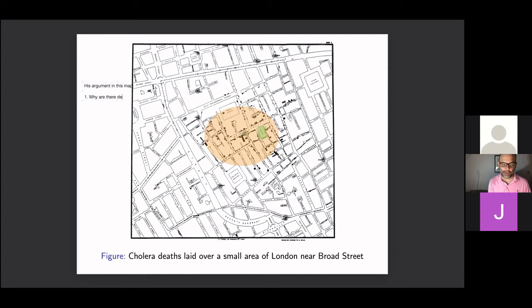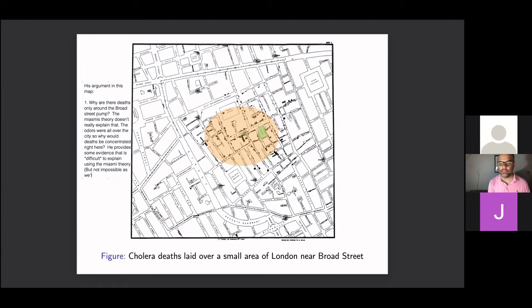Why are there deaths only around the Broad Street pump? The miasmus theory doesn't really explain that. The odors were all over the city, so why would deaths be concentrated right here? So you can sort of see the first part of his argument is challenging the miasmus explanation by providing evidence that contradicts it. He provides some evidence that is difficult to explain using the miasmus theory, but not impossible, as we'll see.